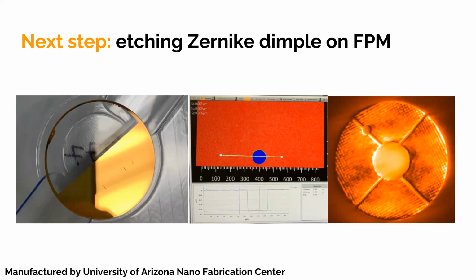So here's a prototype made by the University of Arizona nanofabrication center, where on the left is a photo of the knife edge. The gray part is actually the casing in which this was held, and the gold is the coating applied on top of there. Really a very, very sharp knife edge there. In the middle are profilometry images of that knife edge and dimple, with the knife edge being on the bottom, basically where the ruler is, showing a very, very sharp, very clean Zernike dimple being etched inside that substrate.